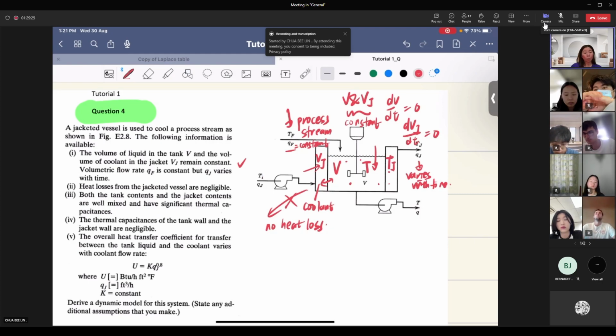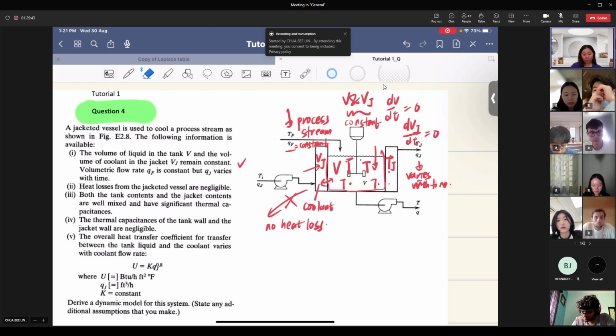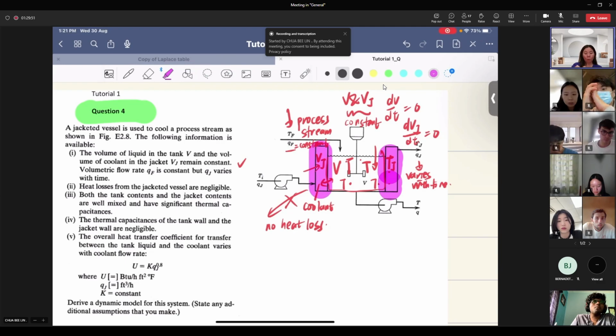So this is called well mixed. The temperature will remain constant everywhere in the tank or in the jacketed vessel. The T and TJ are two different temperatures. What I mean is that everywhere in the tank, T will be the same. In the jacketed vessel, everywhere will have the same TJ. So this is the so-called well mixed. Okay.